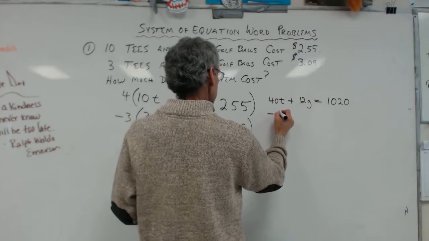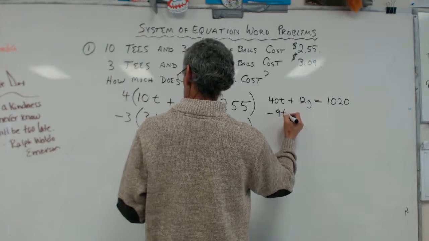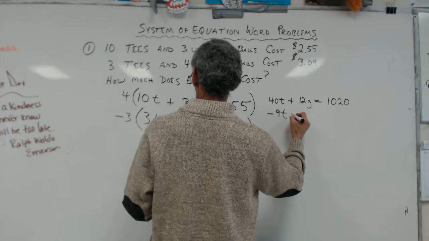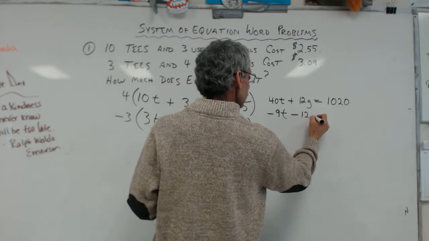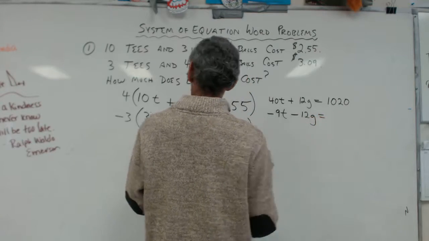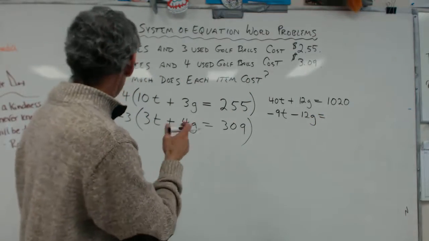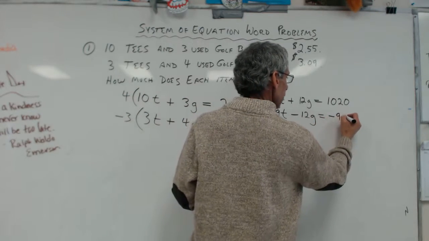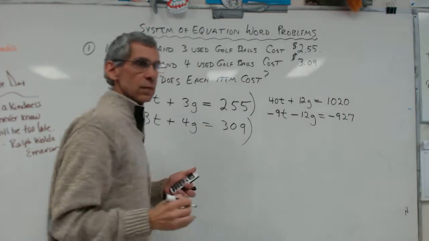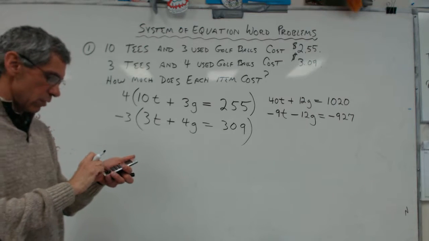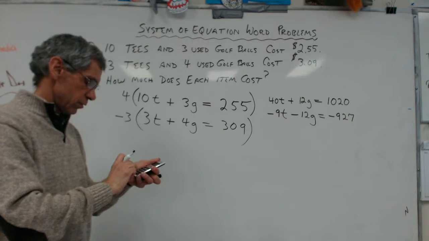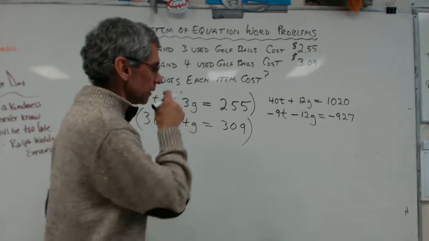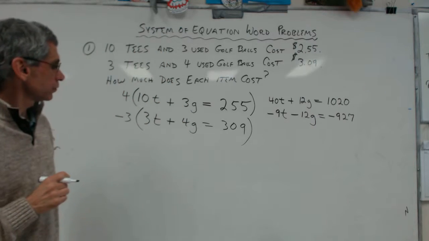And then negative 9t, am I right? Minus 12g is equal to negative 927. Did I do that right? 309 times 3, yeah, 927, negative 927.